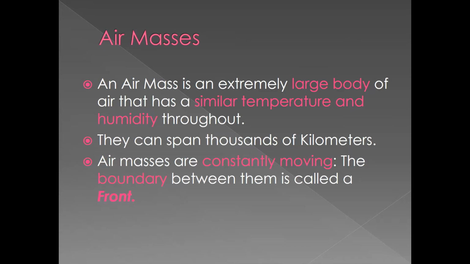And these air masses are constantly moving. And by constantly moving, they're bumping into one another. They're pushing each other out, they're undercutting one another, and so on. And the boundary between any two air masses is what's called a front. Now we're going to talk more about fronts in the next lecture. But for now, let's talk a little bit more about these air masses.